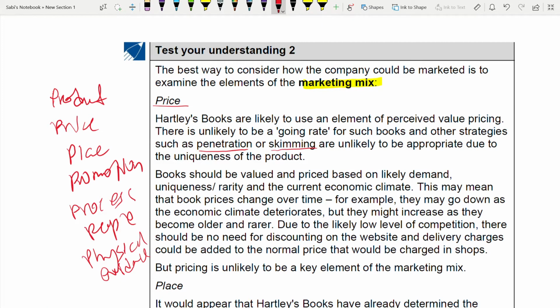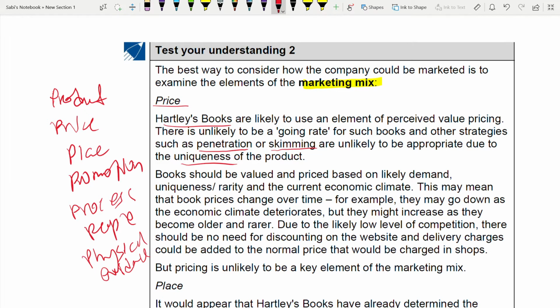Now tell me, can you do this in terms of Hartley's books? Because they are selling old books, 50 years and above, known as Hartleyan books. This is not a normal type of book. You cannot penetrate, because these books are unfamiliar. They are unique. With a unique product, you cannot penetrate the market. Penetration only works in a mass market, when all products you are offering are similar to other products, when there's competition. So penetration is out. What about skimming?